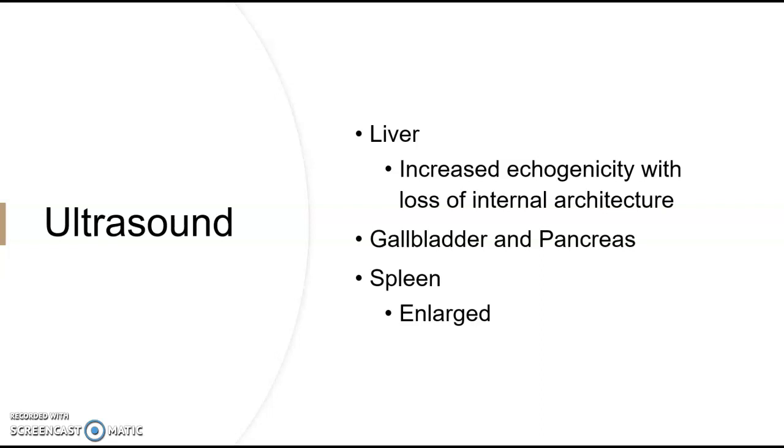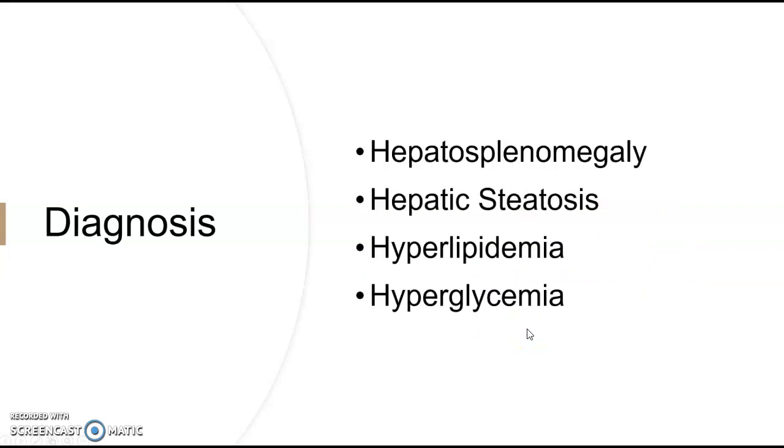The results for his ultrasound show a loss of functional tissue in the liver, but they found no evidence of a tumor or stone in his liver. His gallbladder and pancreas are fine, and his spleen was found to be enlarged. His diagnosis is hepatosplenomegaly, which is the enlargement of the spleen and the liver, hepatic steatosis, which is non-alcoholic fatty liver disease, and evidence of hyperlipidemia and hyperglycemia.